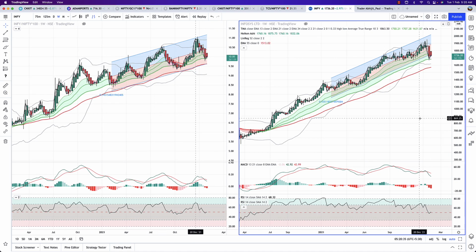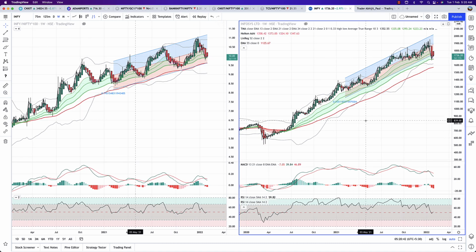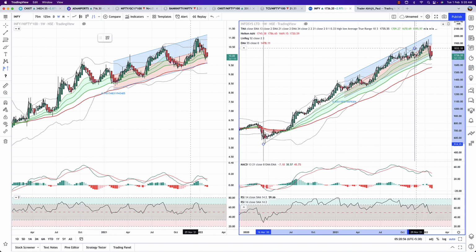On my right hand side, I have only Infosys. And so what I was suggesting is now we can clearly see the divergence on MACD, the divergence on RSI, the correction coming in, and the levels. So don't be in a hurry. Don't be in any kind of a hurry to buy on these stocks right now, but get the levels ready.